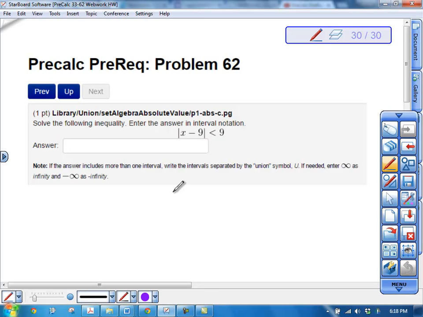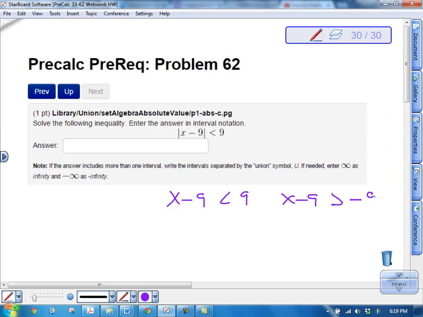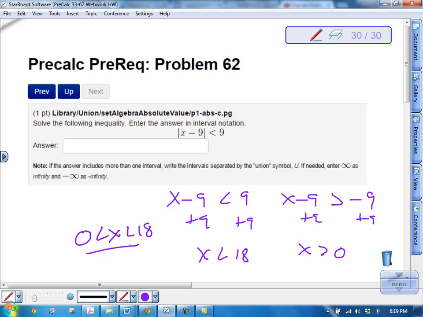Last one. Take what's inside, x minus 9, and set it less than 9, and then take what's inside, x minus 9, and set it greater than negative 9. So switch the sense of the inequality and the sign on either side. Do this side, it's easier. Now solve this. Add 9 to both sides, and you get x is less than 18. And on this one, add 9 to both sides, and you get x is greater than 0. So basically, 0 is less than x is less than 18 is our answer.